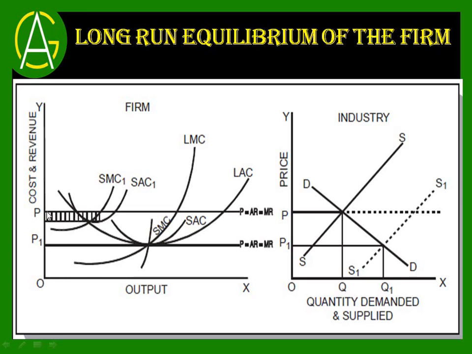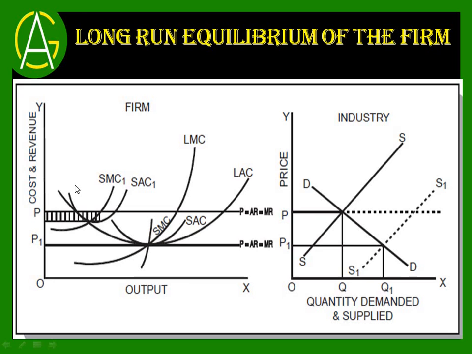In order to find out profit and loss, we require the average revenue curve and the average cost curve. So friends, this is the average revenue curve and this is the short run average cost curve. In front of the equilibrium point, we can see that average revenue is above average cost. When average revenue is above average cost, it means that the firm is making supernormal profit.